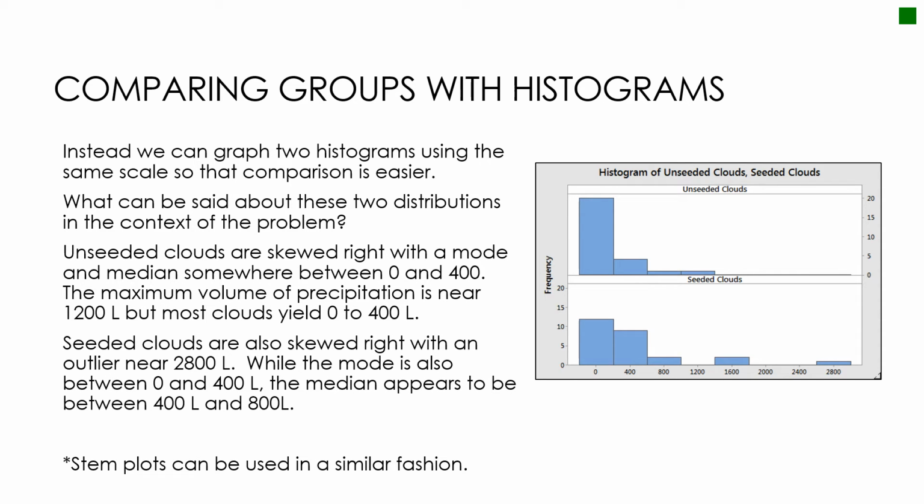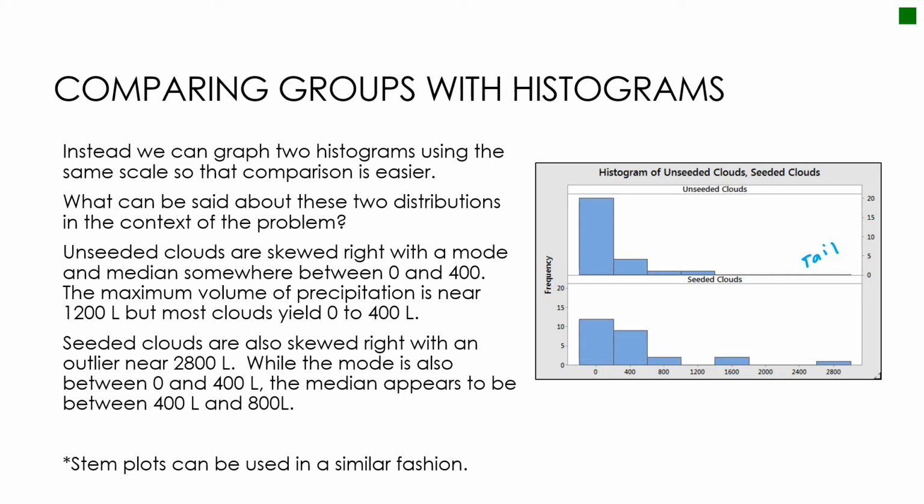So now when I'm comparing groups, I can look at the shape, center, and spread of seeded clouds and the shape, center, and spread of unseeded clouds, and then compare them. If I look at the unseeded clouds, which is the top graph up here, I can see that it's skewed right because obviously we have a tail over here, and therefore it is skewed right.